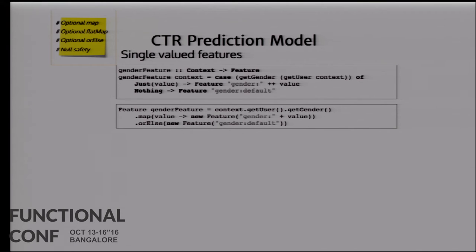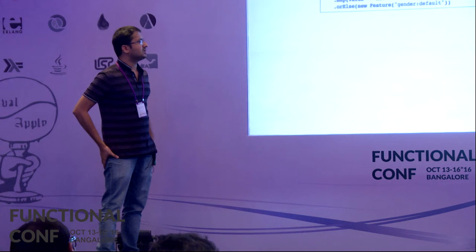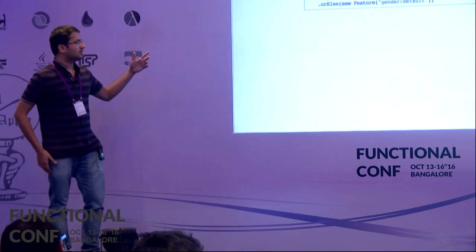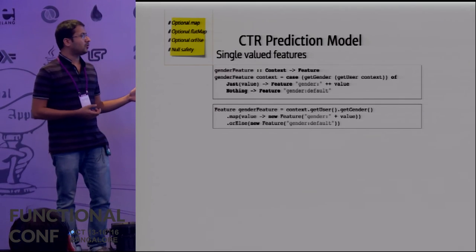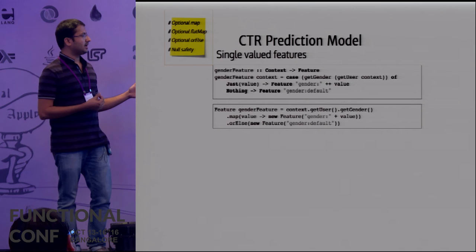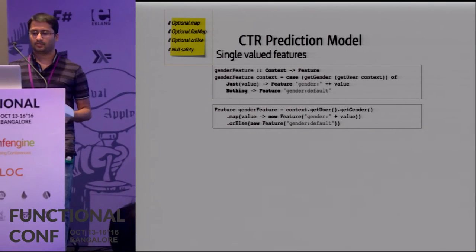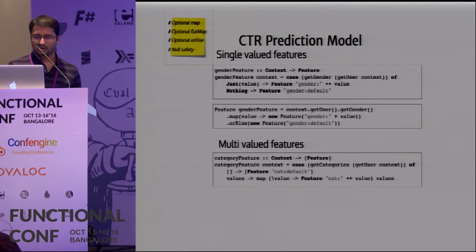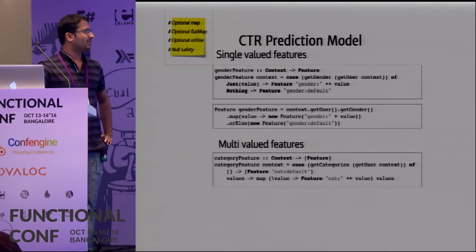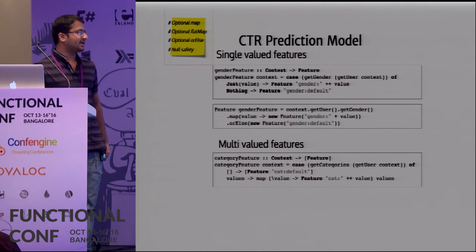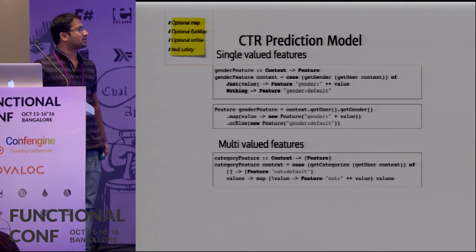What you see here is Haskell code for this comparison, and what you see below is the Java code. This can be done by calling a map method on Java's optional. And Java, Java 8 at least, does not have pattern matching by default. This is the same implementation for a multi-valued feature, where you could change the container to a list instead of a maybe structure.